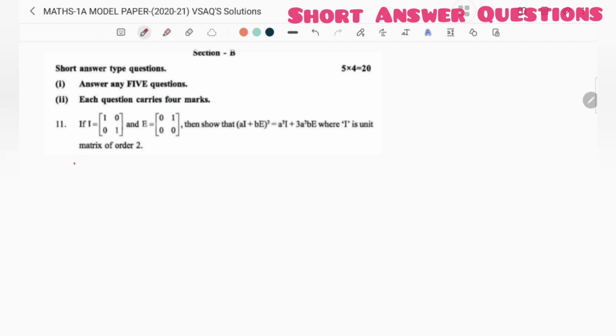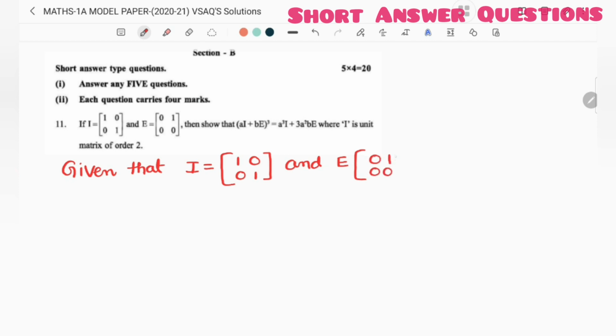First step, given matrices, you have to write it. Simply you can write the given matrices. Given that capital I equals the identity matrix [[1,0],[0,1]] and E equals [[0,1],[0,0]]. After that, in the LHS, we have (aI + bE) whole cube.